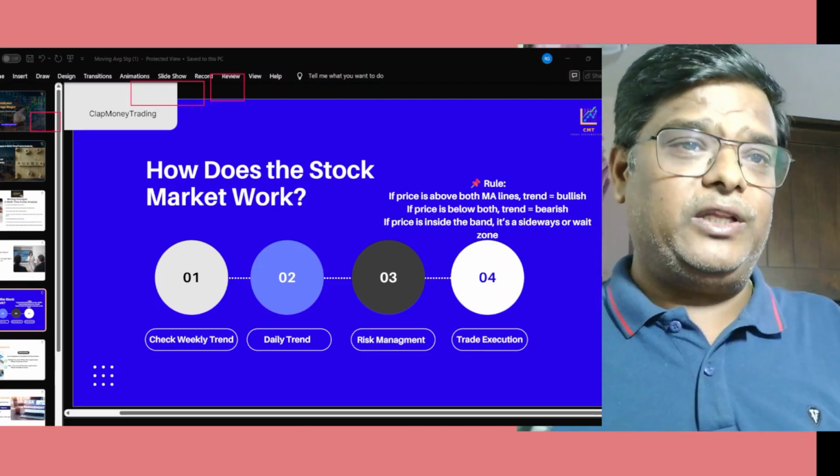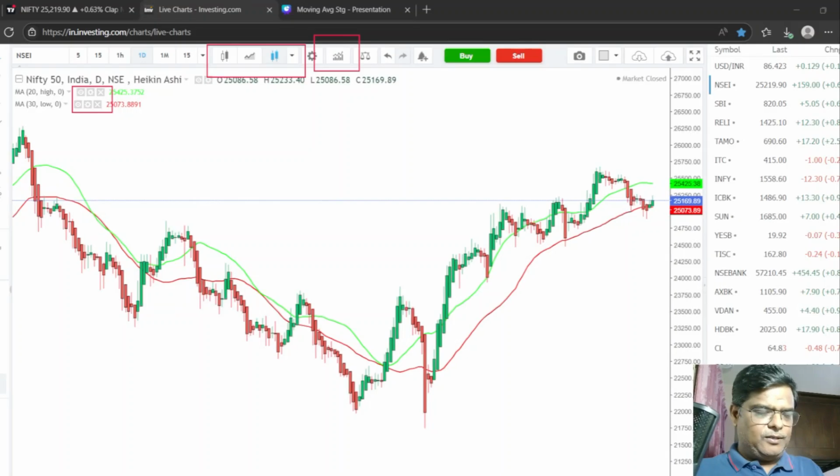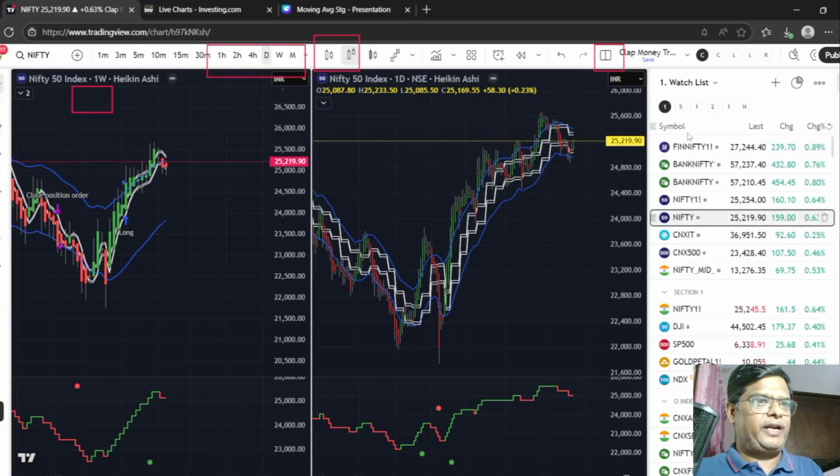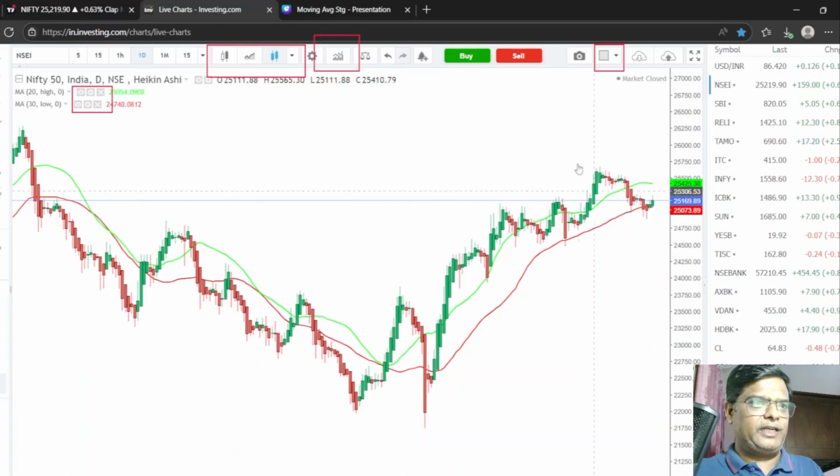So how do we do that? Let me show you. I am going back to my chart. There is an option here, the split windows. On TradingView, you need to pay if you want to split the screen in two, one for daily and one for weekly. You can see my TradingView here with split screens. It is a paid version. This is weekly and this is daily. You need to pay for this there, but Investing is free.